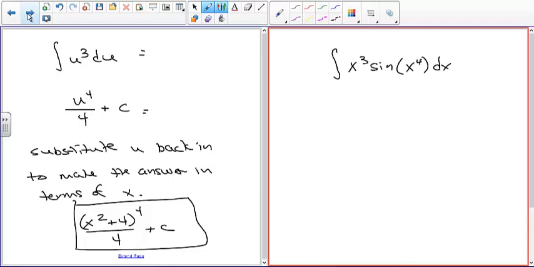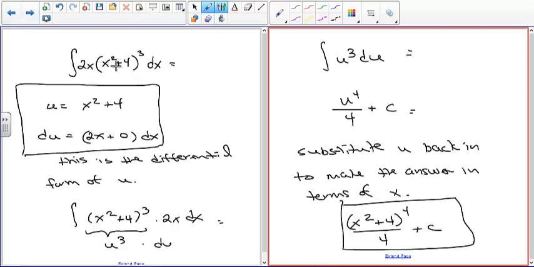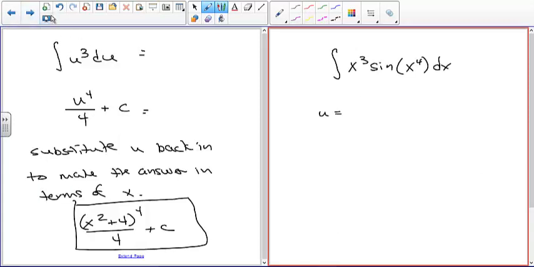So let's just think about this one. What do you think I might choose as u? Remember over here, I chose the argument of the thing raised to the power. So what's the argument of this function? It's going to be x to the fourth. So that's going to be u. So then I have to figure out what du is. So du is just the derivative of this using the normal derivative rules, 4x cubed, and then add dx on the end of it.